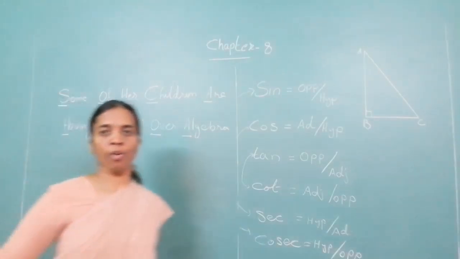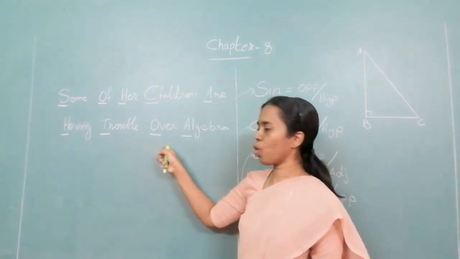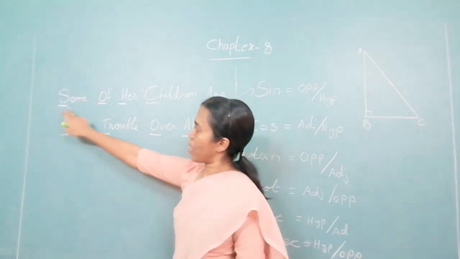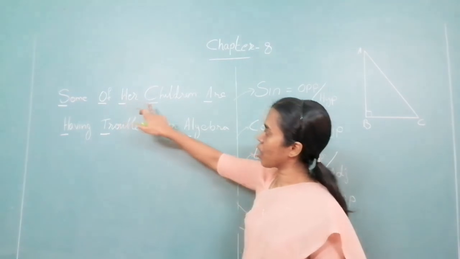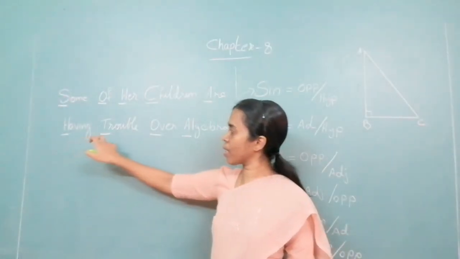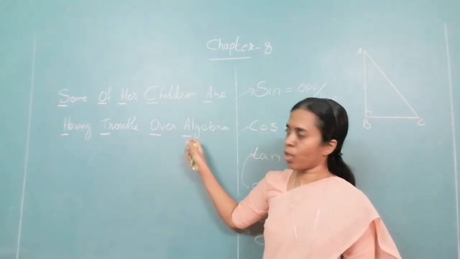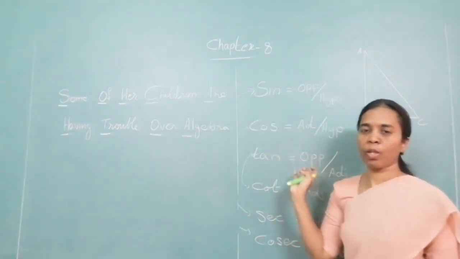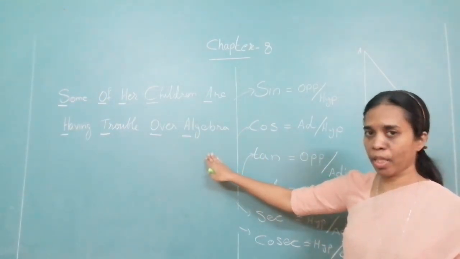Some of her children are having trouble over algebra. Underline the first letters. Sine, opposite upon hypotenuse. Cos, adjacent upon hypotenuse. Tan, opposite upon adjacent. You can remember this statement and then you can recall. Learning this by heart also is not that difficult. Okay, anyway, you remember this so you don't make a mistake.